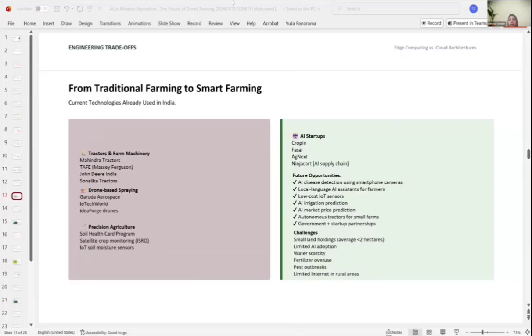If you see on the slide, it speaks about the tractor and the farm machinery that is available, the drone-based spraying that is available, precision agriculture, and AI startups. Here are a few of the future opportunities that we can intervene in. So this is what is already happening in India to facilitate.